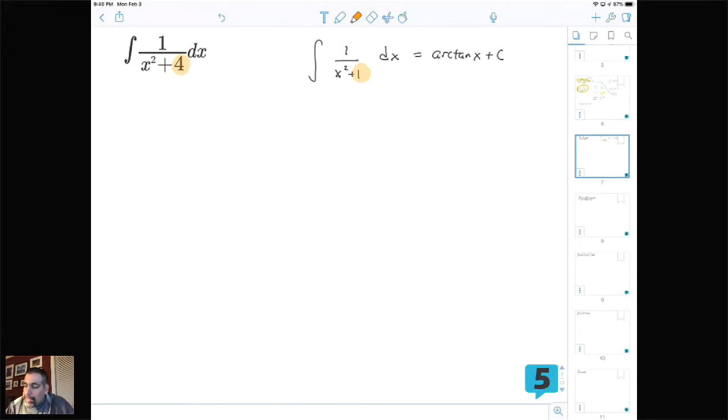So the question that we need to ask is, how can we turn that 4 into a 1 and still get this to kind of match up? Because we have a pretty good feeling arctangent is going to be involved in this problem. So this is an algebra example to start with. The first thing you want to do is take this 4 and turn it into a 1, and you're going to do it in somewhat of an unconventional way. You're going to factor out a 4.